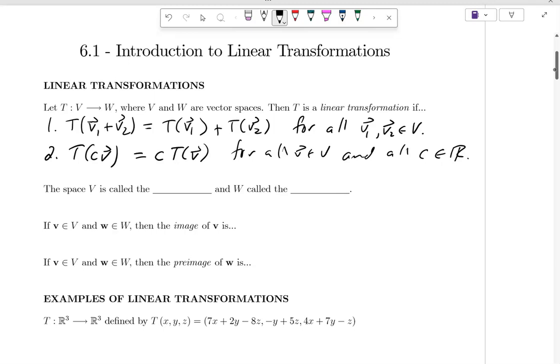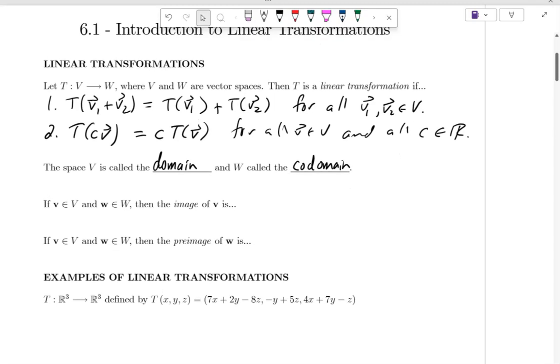All right, so the names that we use for V and W are the same names that you've used before, just like for any function. So the V is the domain space, W is the codomain space. Remember, not all functions are onto their outputs, right? Well, we have a different name for codomain versus range. We'll talk about range in a little bit.